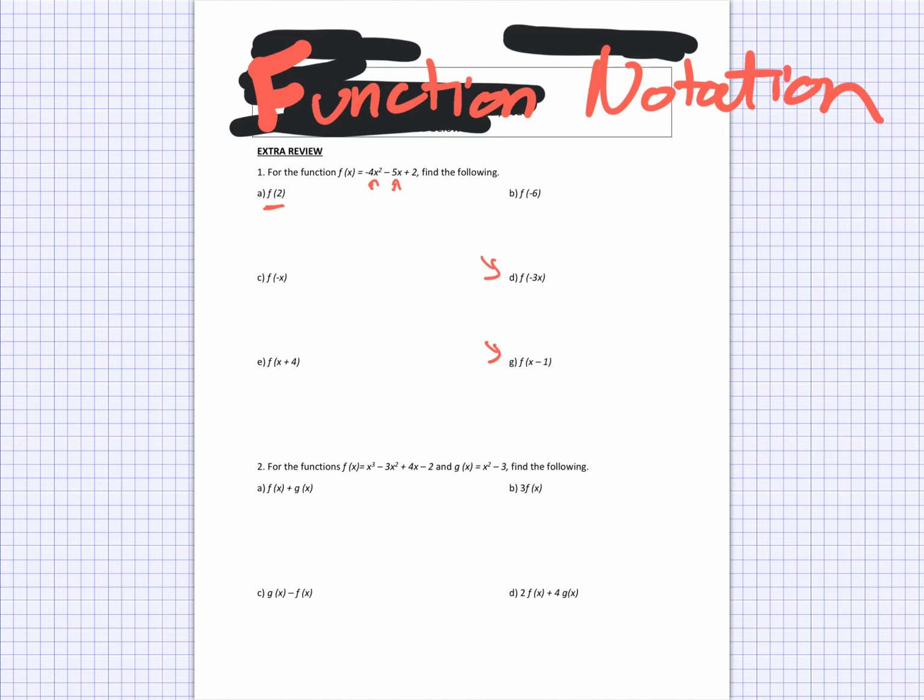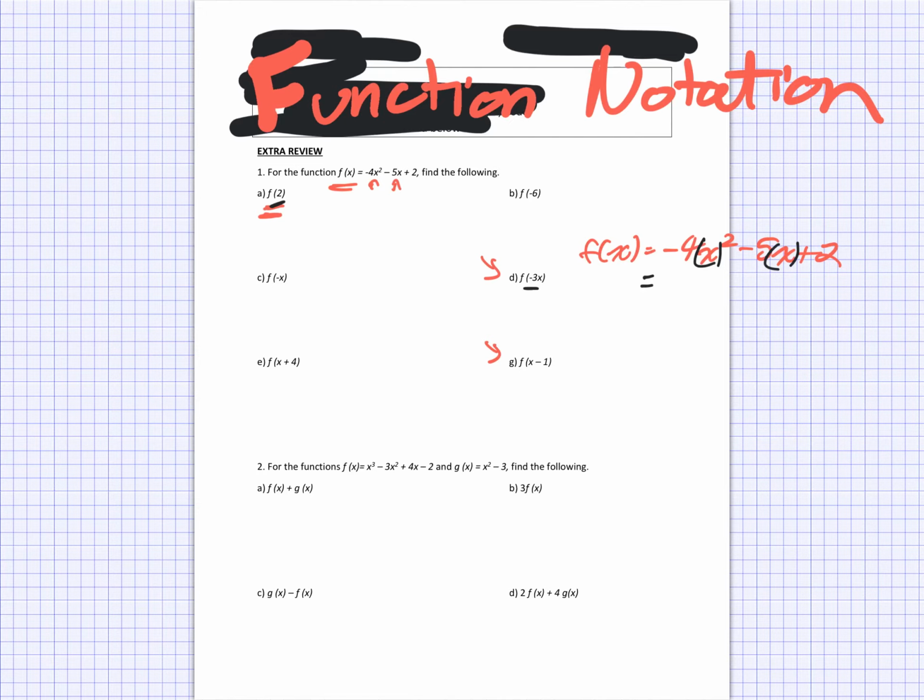D is actually very similar to the first one, but instead of replacing this function here, so we have f at x, I'm going to write it on the right-hand side here. F at x is equal to negative 4x squared minus 5x plus 2. Instead of replacing the x in the equation with the number 2 that we had stated here, we're going to be replacing it with negative 3x. So I'll write the rest of this in black, and then anything that we change, we'll change to red.